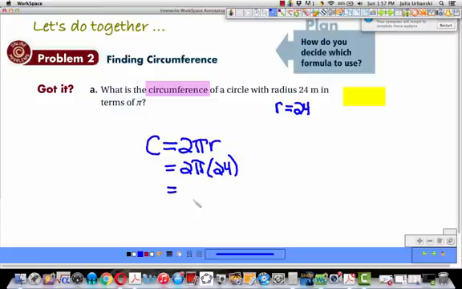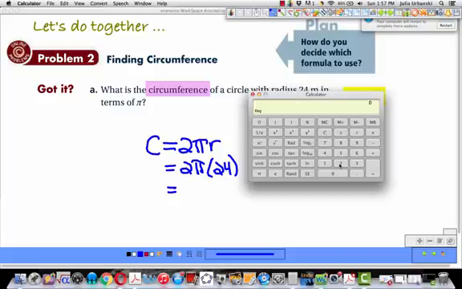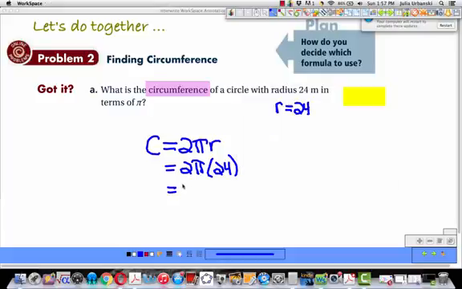You can do that all in your calculator if you want to, or you can just automatically remember what 2 times 24 is. That makes 48. 2 times 24 equals 48. And they want us to leave it in terms of pi. That means they want to see pi written in your answer. So that would come out to be 48 pi meters.